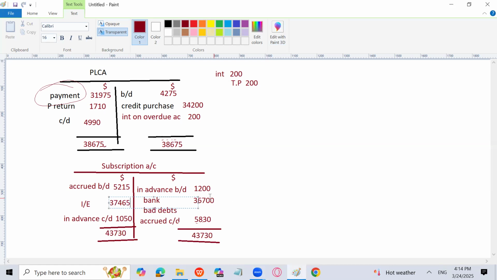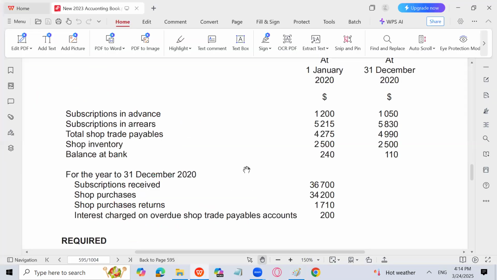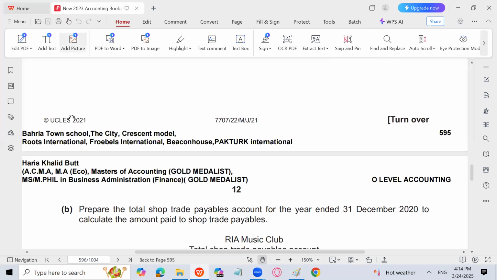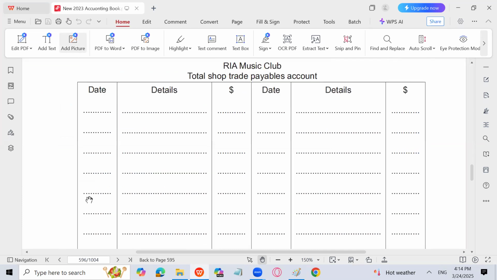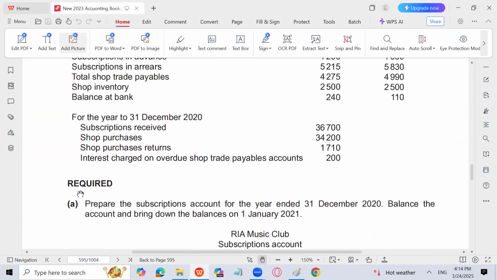You can also say that this is the amount of the subscription income which we are supposed to write in the income and expenditure account. Subscription account we have prepared. Total shop trade payable account, we are done with that. Calculate the revenue from shop sales. So let's calculate the revenue from shop sales.